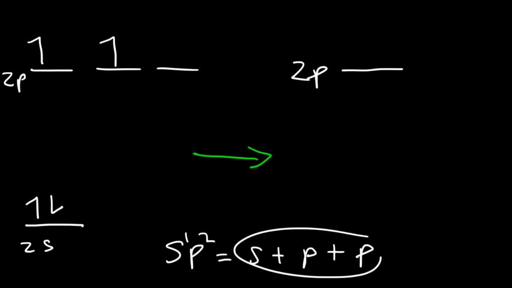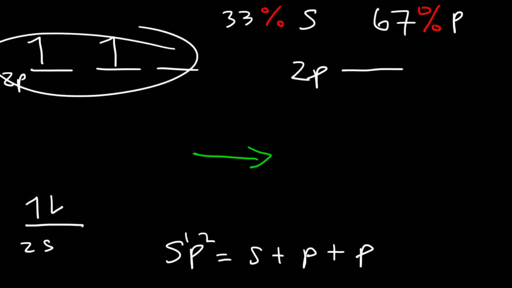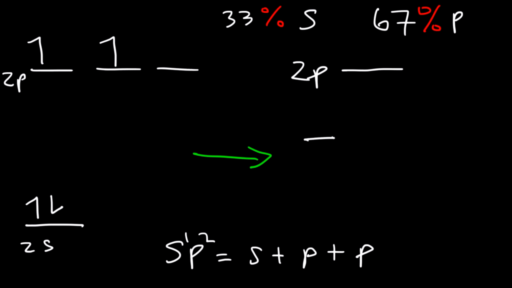So one out of the three orbitals is s. So we have 33% s character. And 2 out of the 3 orbitals is p. 2 out of 3 is about 67% if you round it. So it's 67% p character. So we still have more p character than s. Therefore, the sp2 hybrid orbital should still be closer to 2p than 2s. But it should be lower than sp3.